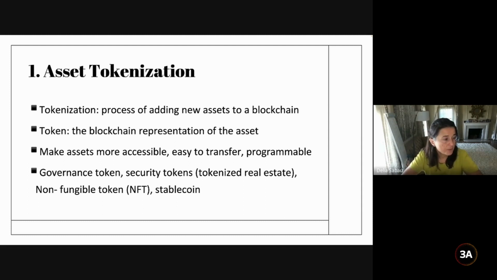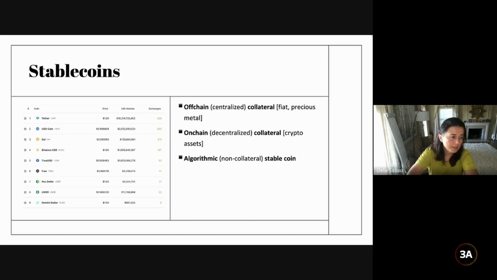So there are different types of tokens, for example, governance tokens, where the holders can vote and decide the future development or decide on the important decisions on the protocol. There are security tokens, which, for example, represent tokenized physical assets, such as tokenized real estate. And there are other types of token assets, such as NFTs, the non-fungible tokens, and stablecoins. One of the most important types of tokens, especially for the DeFi services, are called stablecoins.